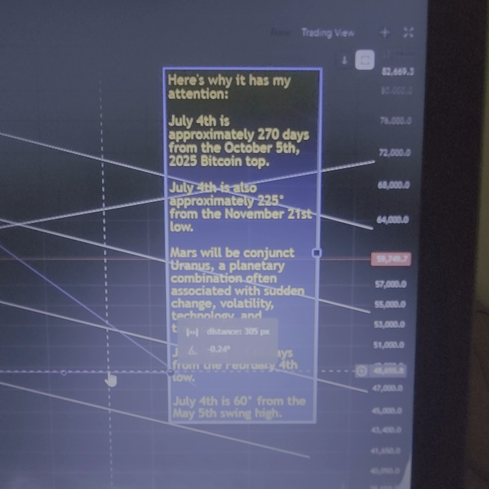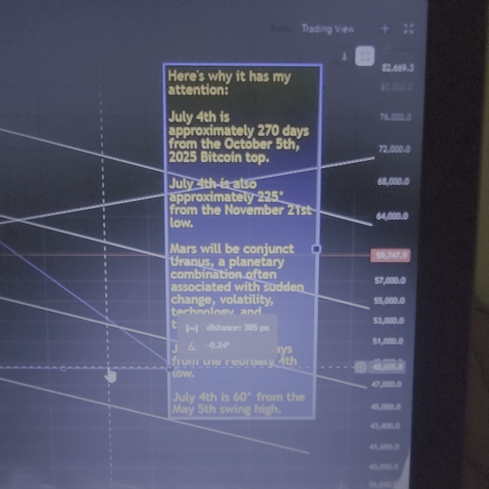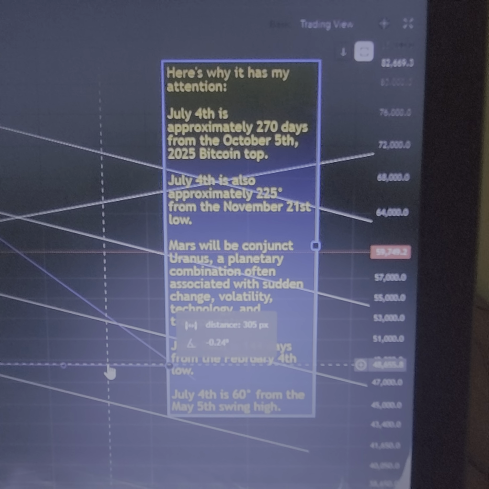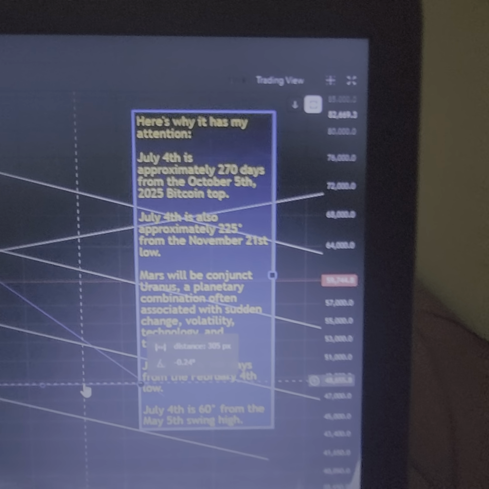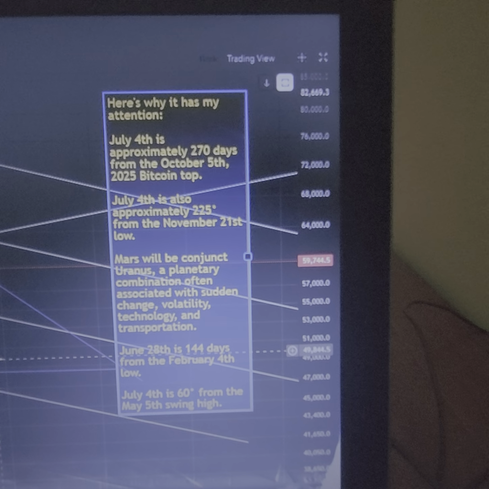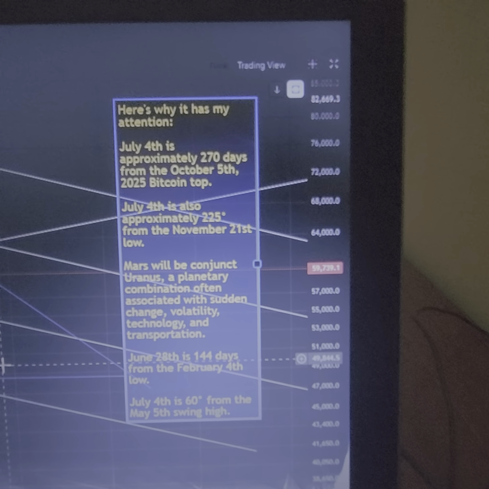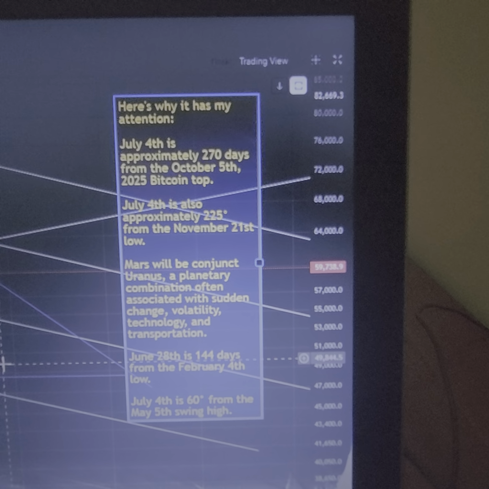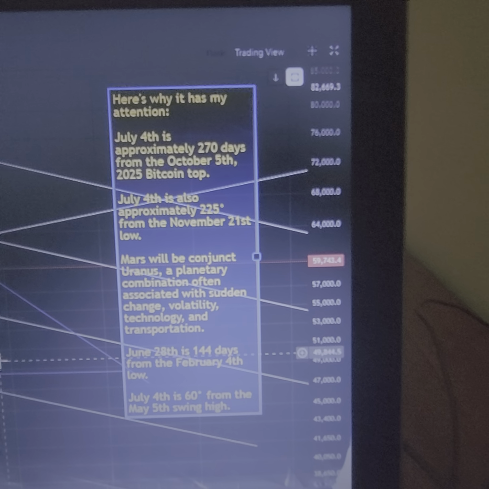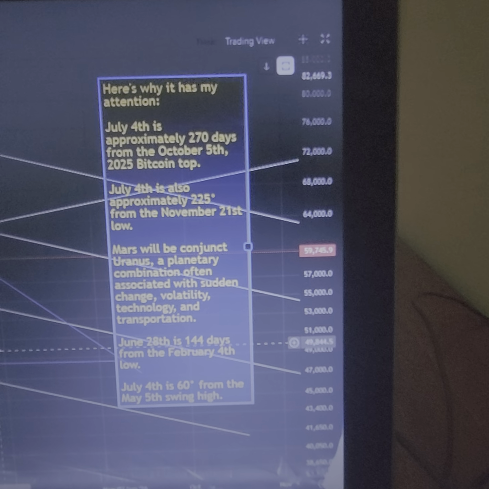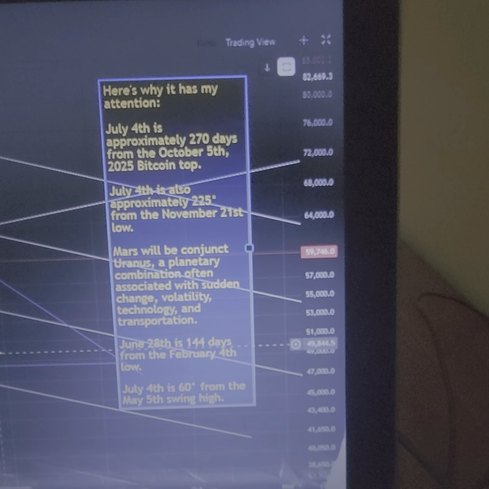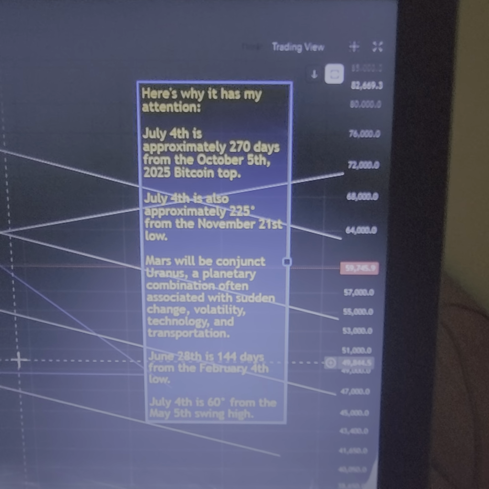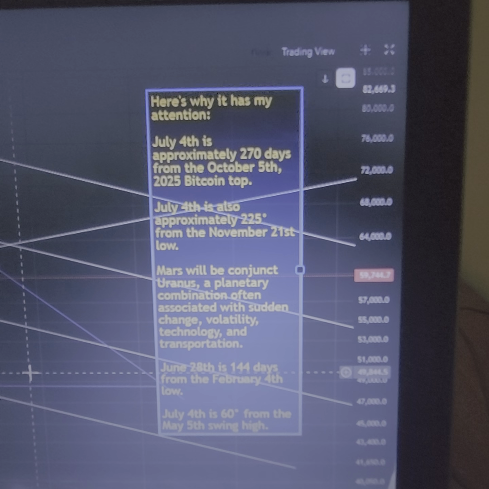Next, Mars will be conjunct Uranus, a planet. This planetary combination often is associated with sudden change, volatility, technology, and transportation. Next, June 28th, or yesterday, is 144 days from the February 4th low, another major point for a change in trend. July 4th is also 60 degrees from the May 5th swing top, where we told you in May, sell in May and go away.